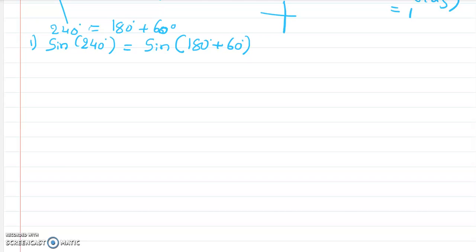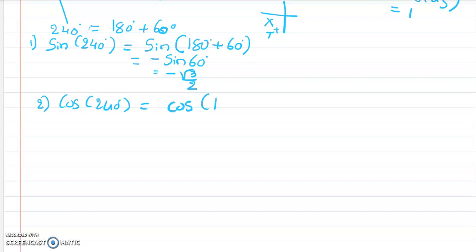Okay, 240 is also lying in the third quadrant. Only tan and its reciprocal cot are positive. As per the sign convention, it is negative. Sine is negative in the third quadrant. Then 180 is an even multiple of 90, so sine remains sine only. Minus sine 60 degree. What is sine 60 degree? Root 3 by 2.